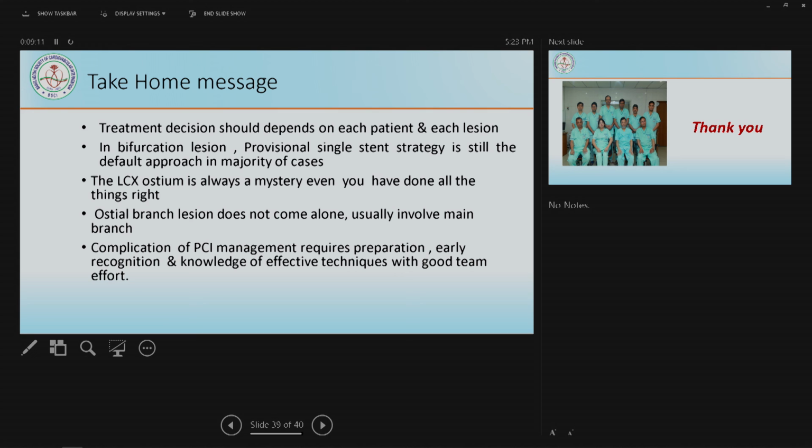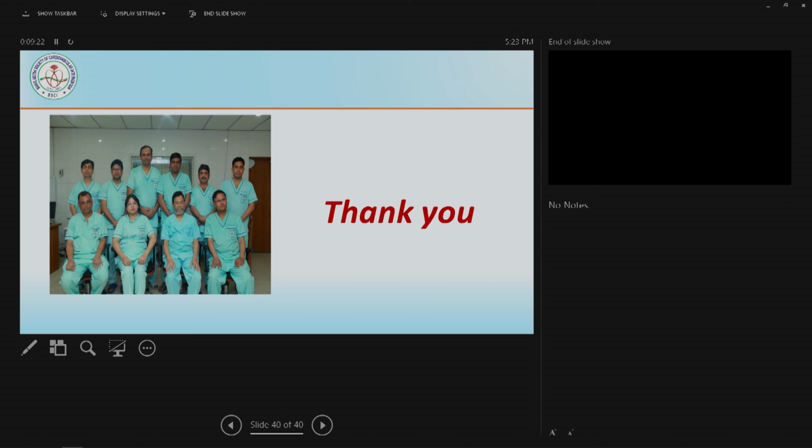Complication of PCI management requires preparation, early recognition, and knowledge of effective techniques with good team effort. And this is my team, and we have finally saved the patient.